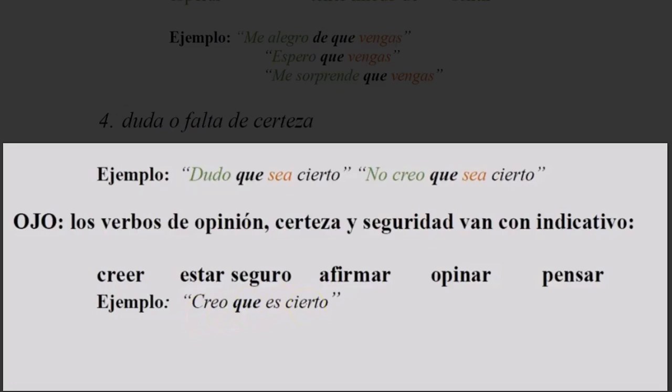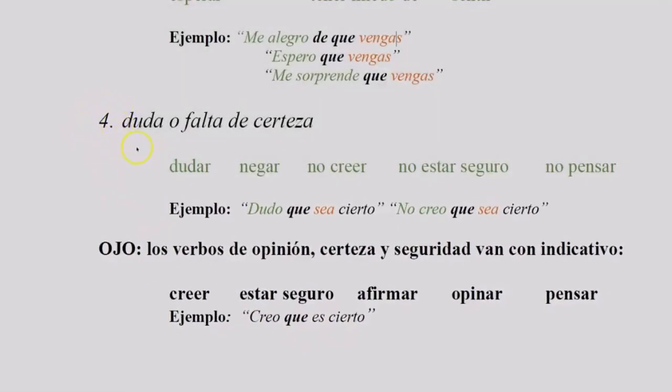Indicative after the que. Does that make sense? So only number 4, the verbs in number 4, we have to stop and think for a second. We have to make sure that there is doubt or lack of certainty. Because if there is not, if we're certain or sure, then we will use the indicative. But in all the other cases, it's pretty straightforward.